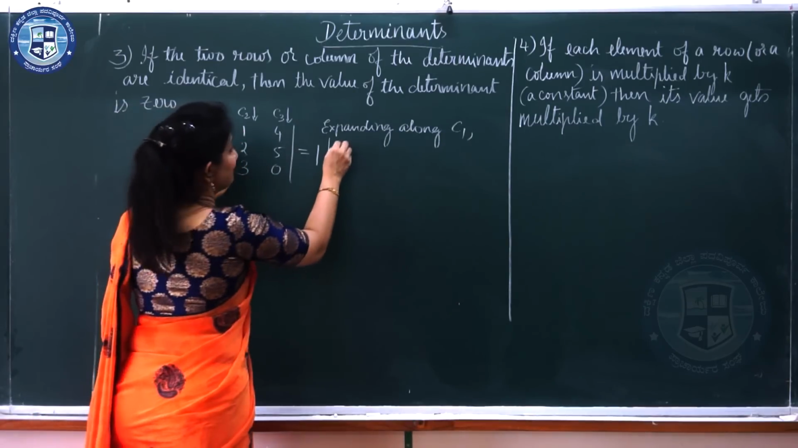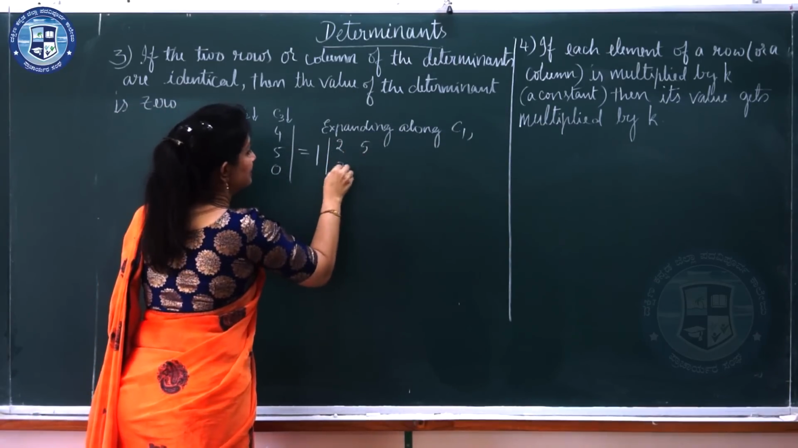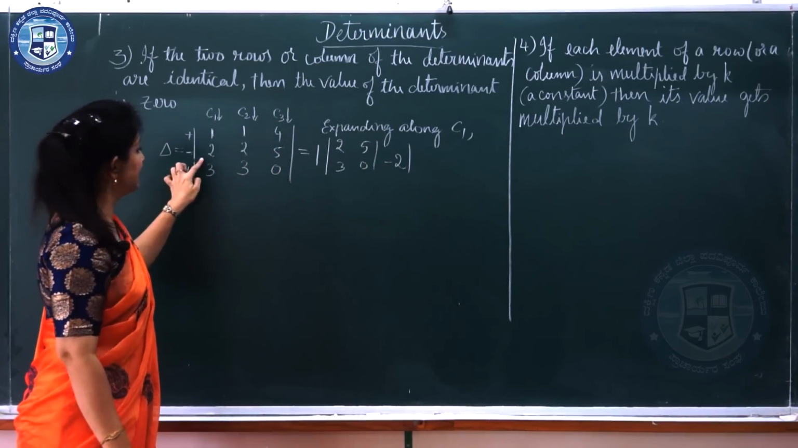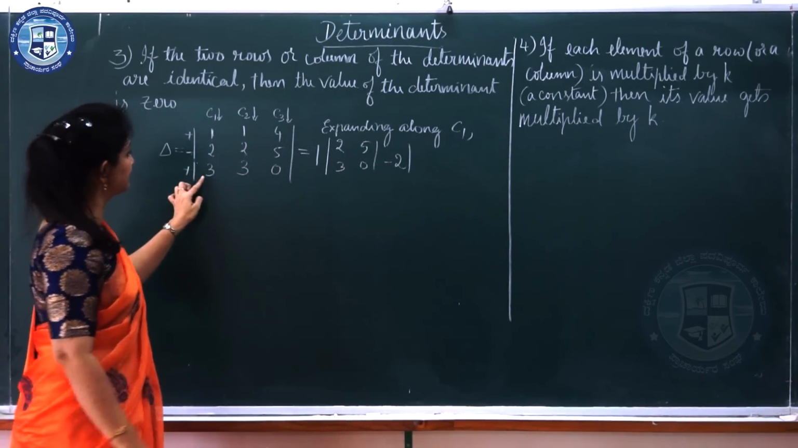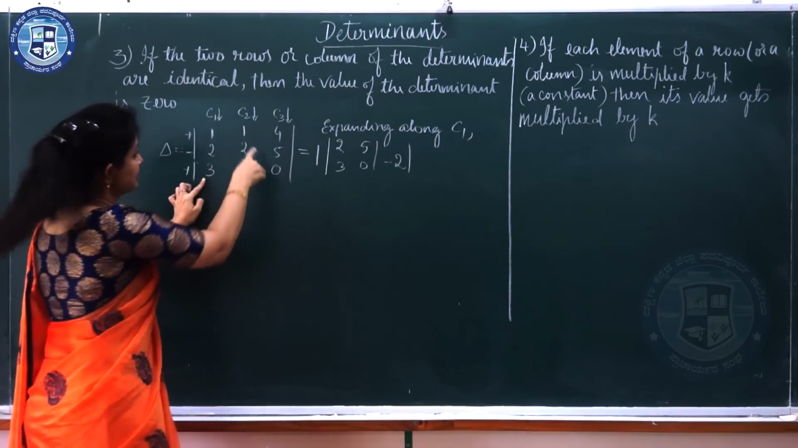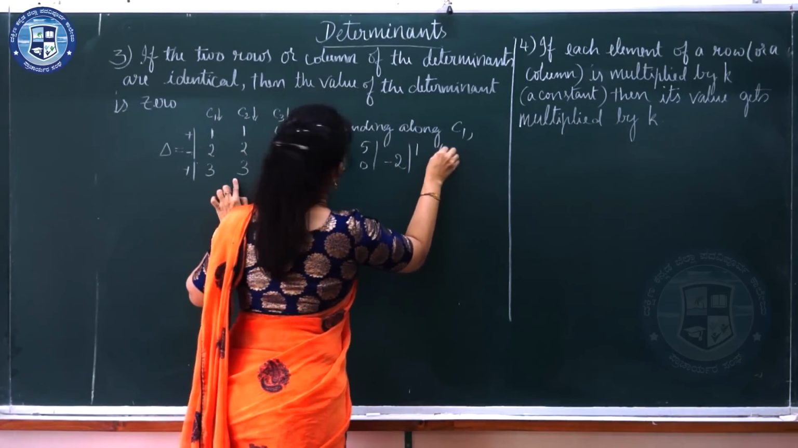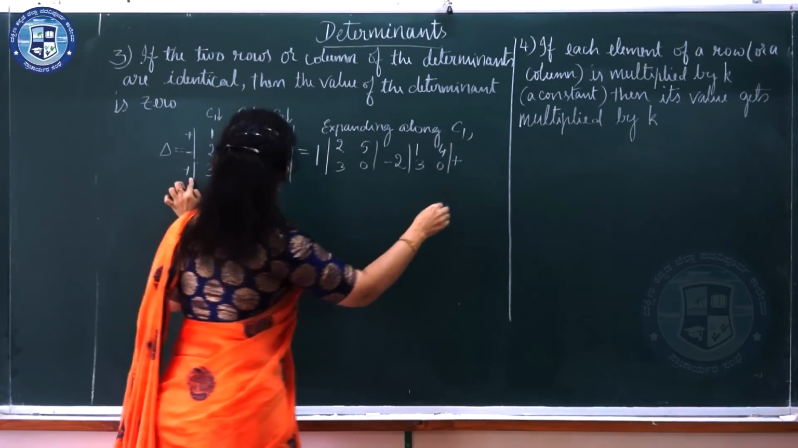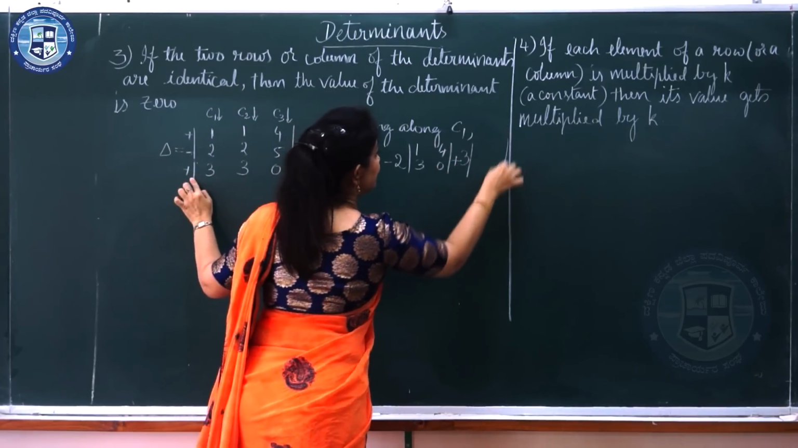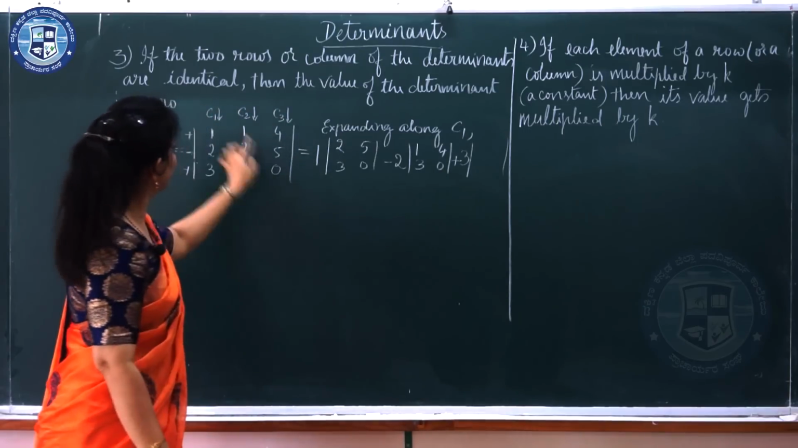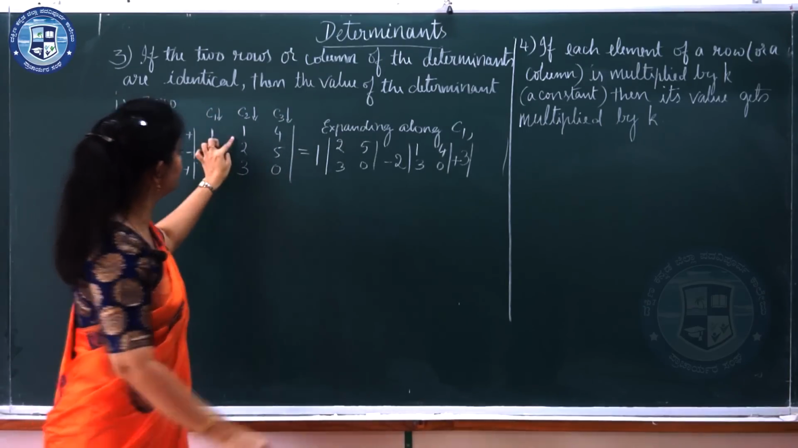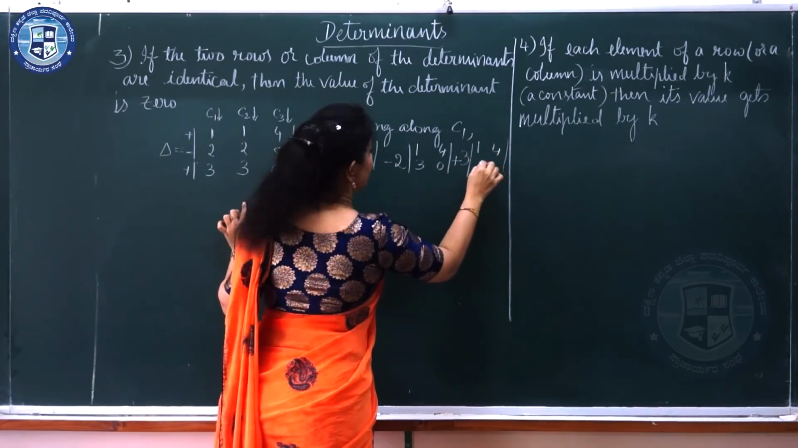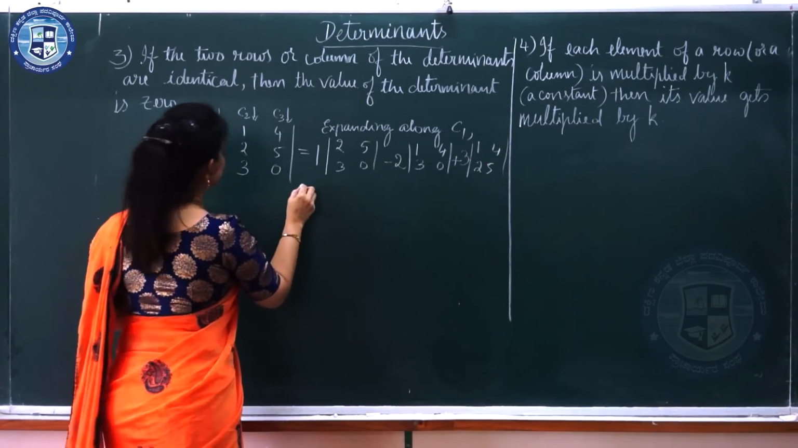Deleting that, we get the determinant 2, 5, 3, 0, minus 2 into, 2 is the second element, the position sign is minus. Delete the row and column where 2 is, we get 1, 4, 3, 0, plus the third element is 3 into determinant of, look at this, delete the first column and third row, we get 1, 4, 2, 5. Okay, what will be this value?